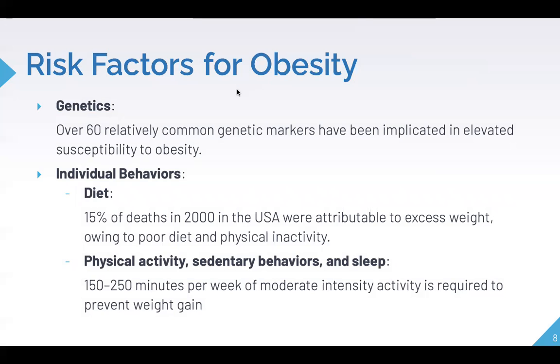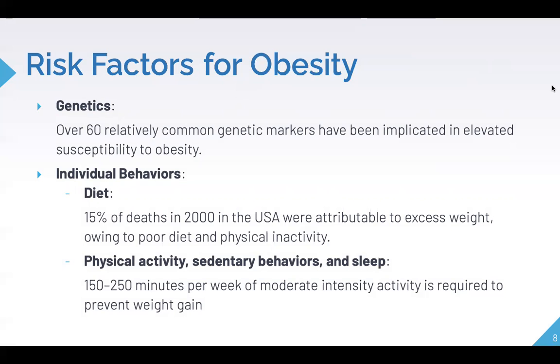Risk factors for obesity. There are 4 big factors. The first one is genetics. Over 60 relatively common genetic markers have been implicated in elevated susceptibility to obesity. The second big factor is individual behaviors, which is divided into 2.